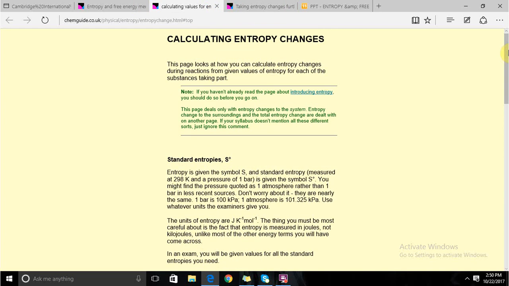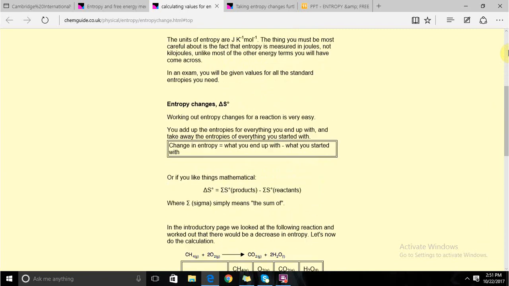Right, entropy is given the symbol S. Standard entropy is S naught. Entropy changes: working out entropy changes for a reaction is very simple. You just add up the entropies for everything you end up with and take away the entropies of everything you started with. And this is basically a mathematical representation: summation of the entropy of the products minus summation of the entropy of the reactants. Again, sigma means summation.